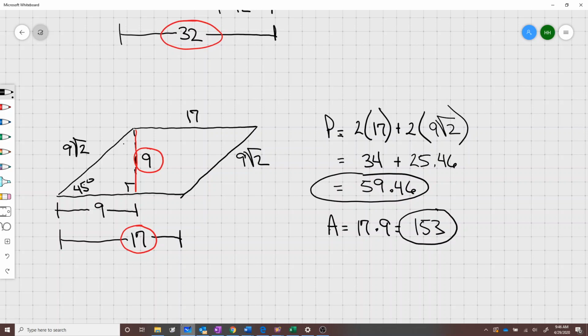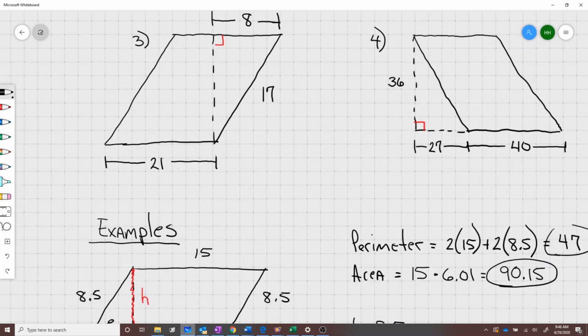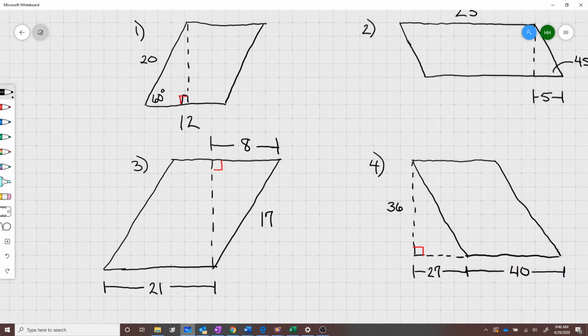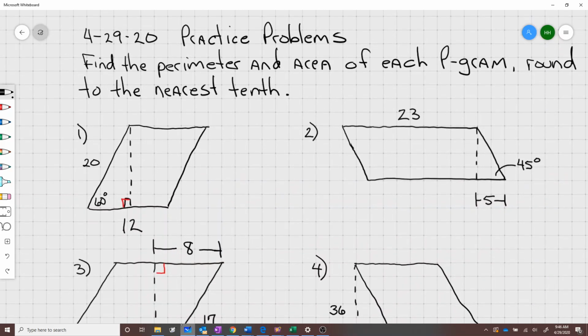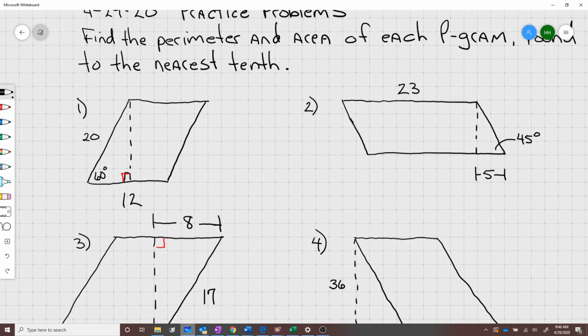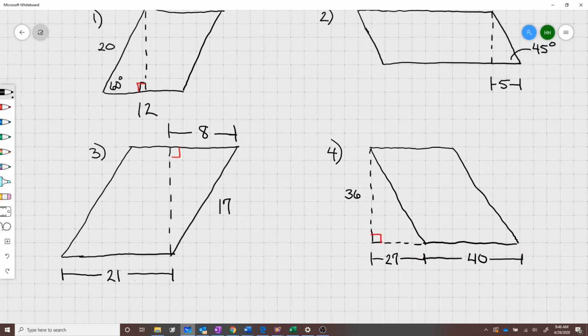And here are your practice problems for today. Here are problems 1 and 2. I would pause the video right now and write down problems 1 and 2. Here are problems 3 and 4.